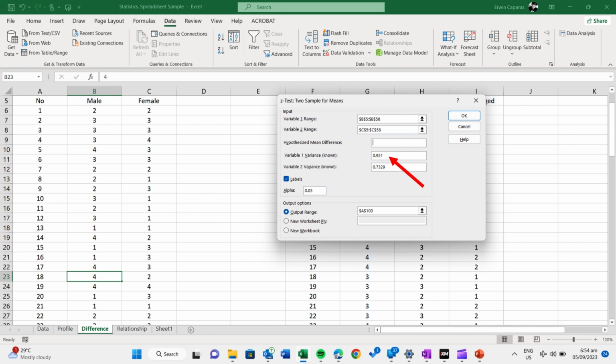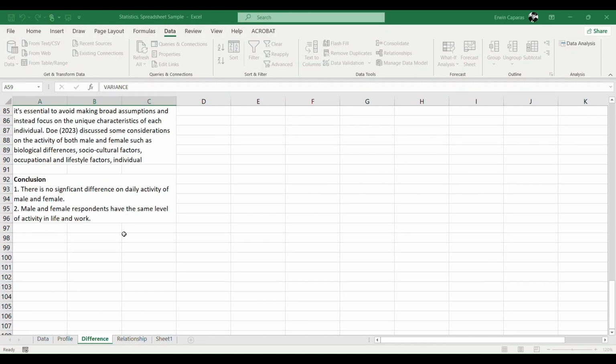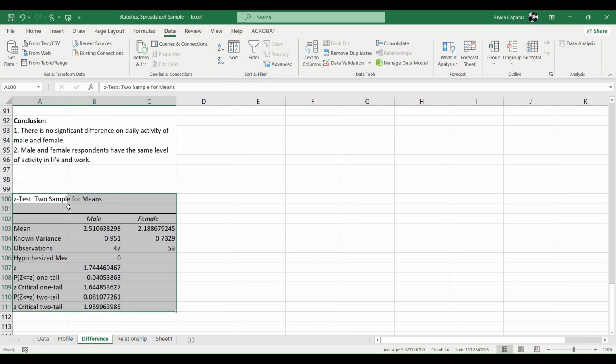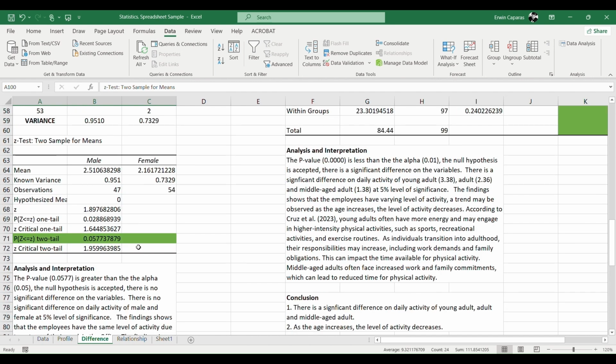So we have 0.9510 for male, and for variable 2 it is 0.7329. Since we have highlighted the label for male and female, we check the labels. And then the output range: we click it where we want to put our table, and then we click OK. So this is the result of the z-test two sample for means. What we only need to interpret here is the p-value for two-tail.